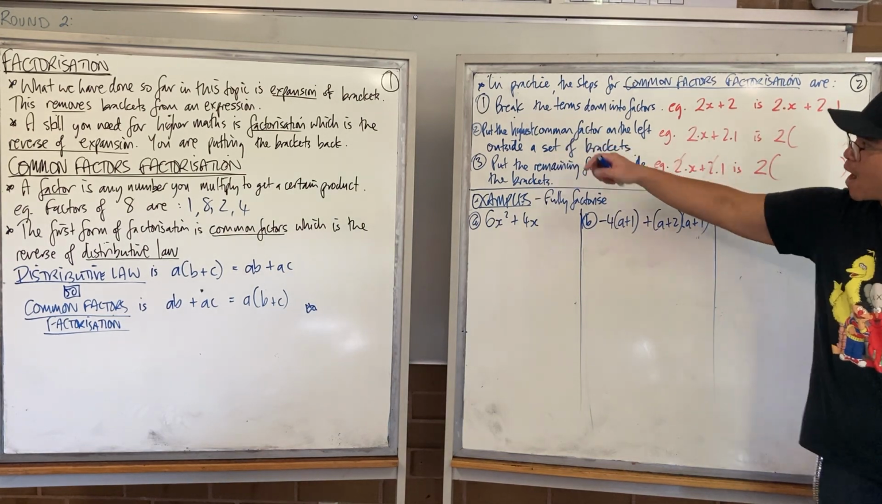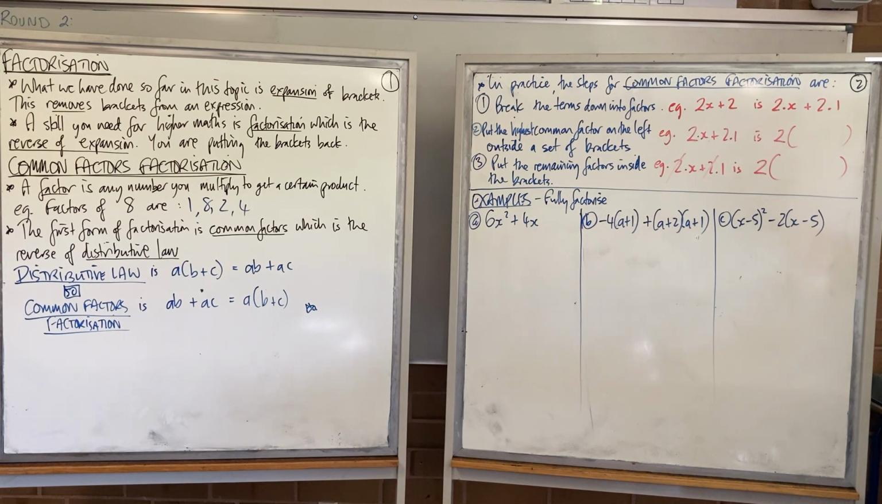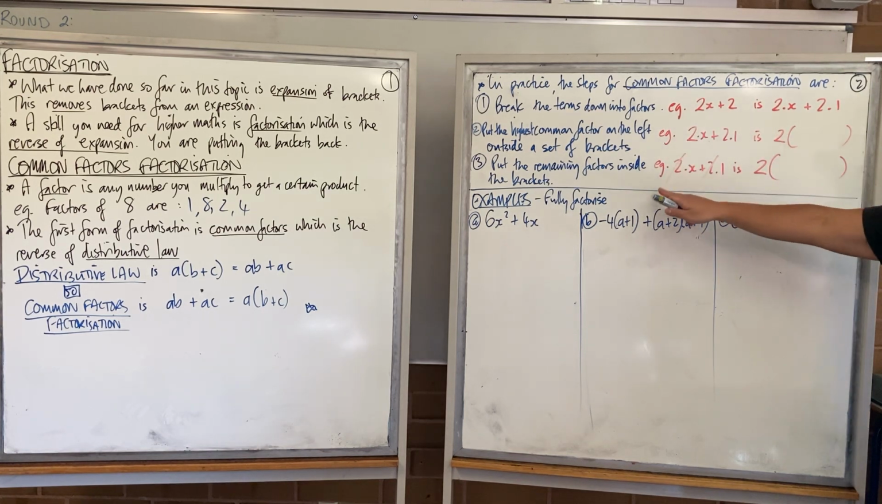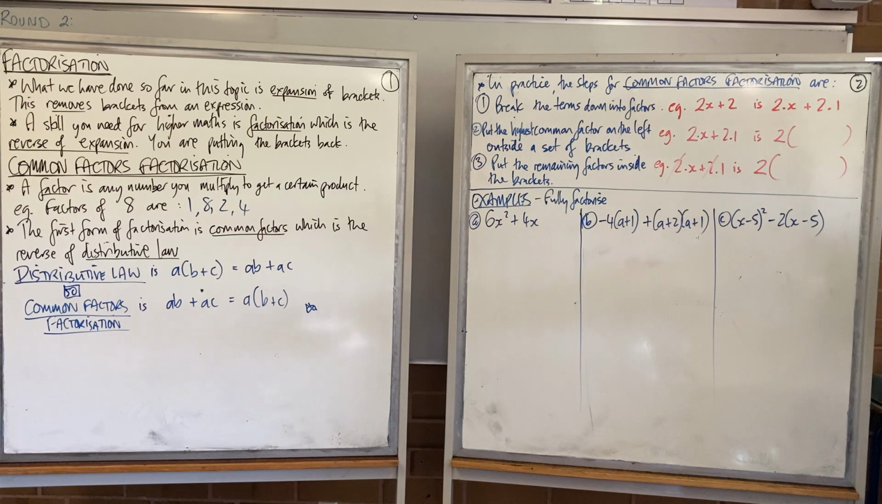Step 2, put the highest common factor on the left outside of a set of brackets. So I've broken this down. What's the biggest chunk that you see is common to this and this? What's in both? 2. So what do I do? I put that 2 at the front of a set of brackets. It's empty right now. And then step 3, put the remaining factors inside the brackets. So I put the 2 on the outside, and so I cross out the 2 because I've removed that.